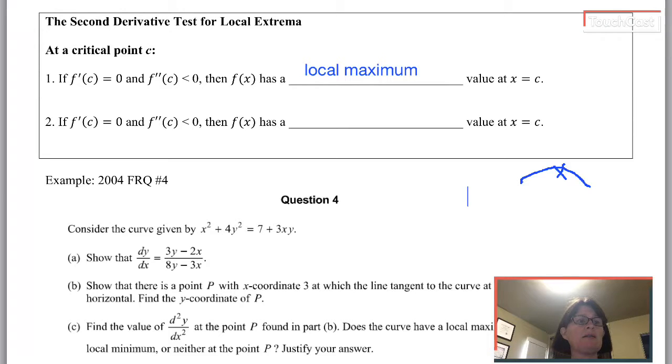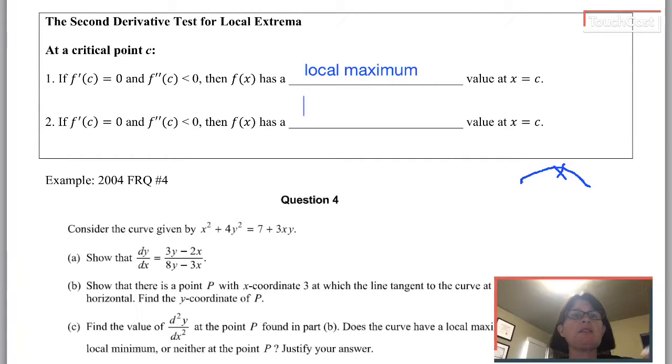If, on the other hand, f prime of c is 0, so there's a critical point, and f double prime is positive, which means the function must have been concave up. Here's concave up. I keep trying to do that. I'll draw my picture later. Concave up. If I have a local extreme value, it must be a local minimum. So that's what goes here.